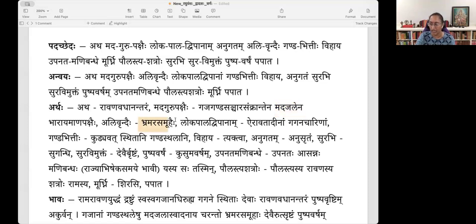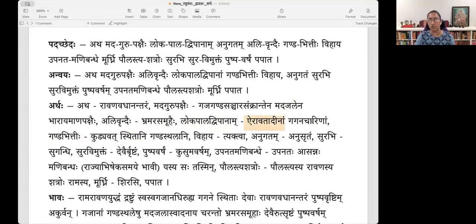Alivrindaihi, bhramara samuhaihi, lokapala dvipanam airavatadinam gaganacharinam gandabhittihi kudyavat sthitani gandasthalani vihaya tyaktva. Airavata and other elephants which move in the akasham. There are totally 8 diggajas which go around in the 8 directions. Ganda bhitti, kudyam. Kudyam is also bhitti. We saw that earlier, right? So it is like a wall.